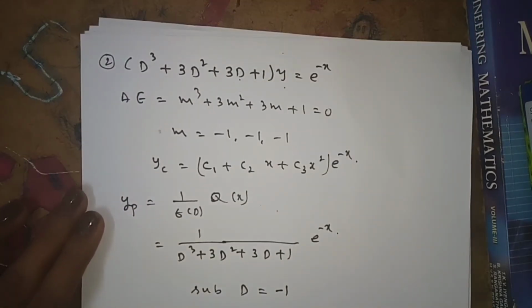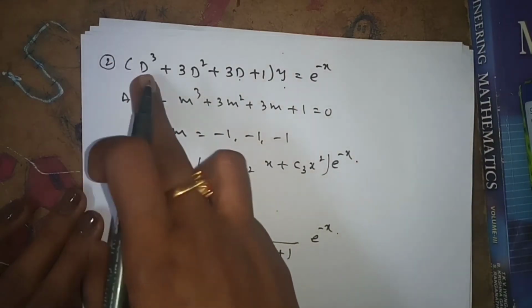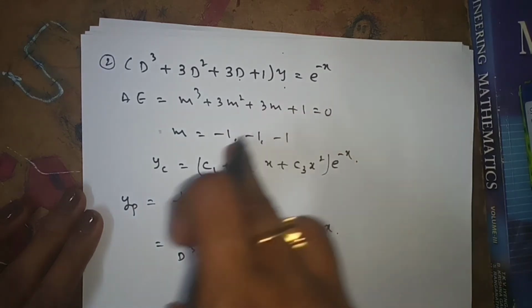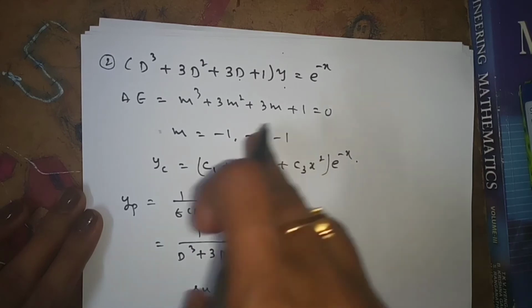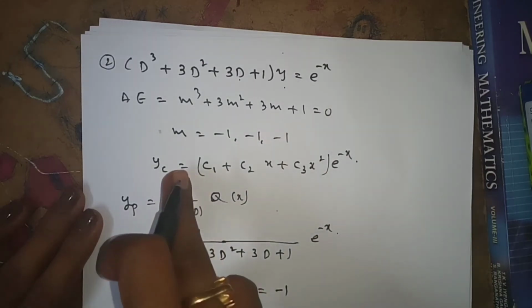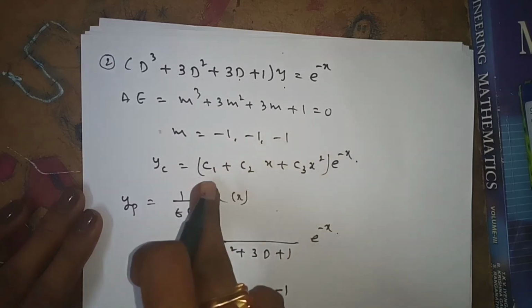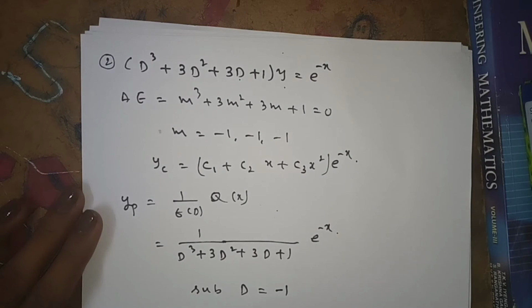The next question: d cube plus 3d square plus 3d plus 1 into y is equal to e to the power of minus x. Now for this equation, by substituting d is equal to m, you will get the auxiliary equation m cube plus 3m square plus 3m plus 1 is equal to 0. If you find the roots, you will get minus 1, minus 1, minus 1. Therefore, the complementary function yc, if the 3 roots are equal, what is the formula? c1 plus c2x plus c3x square into e to the power of minus x is the formula.